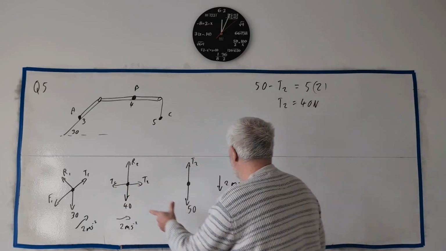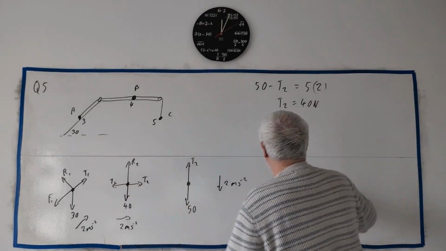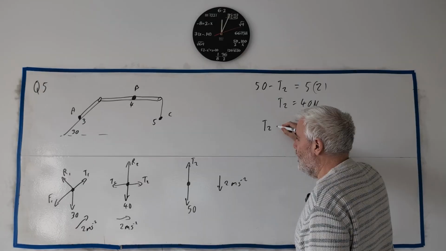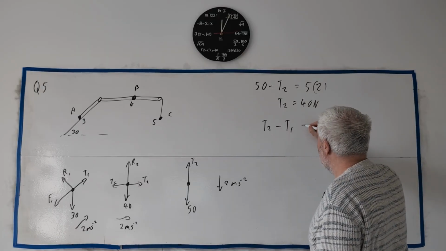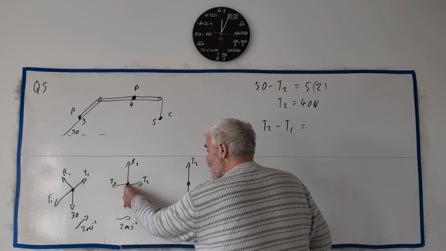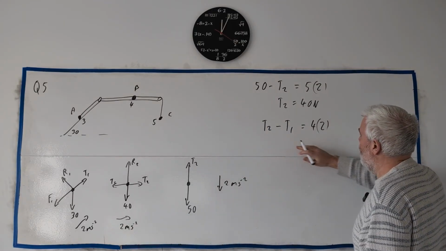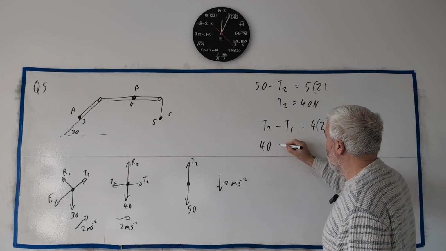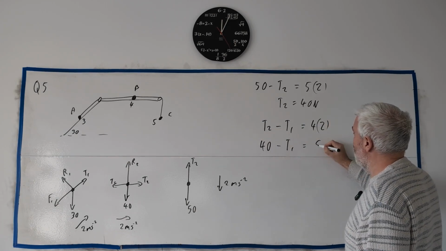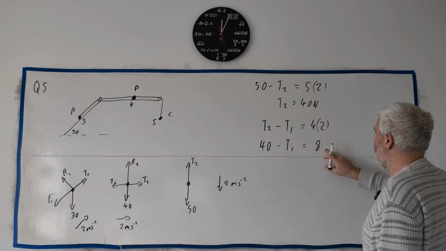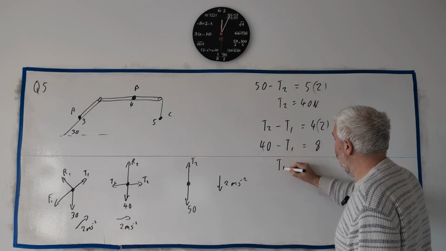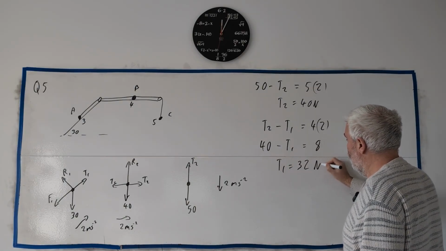These two, they're not quite equal. It's moving to the right. We would get T2 take away T1 should equal the mass times the acceleration. So it should equal 4 times 2. Again, here we now know this is 40. Take away T1 equals 8. Rearrange this, T1, take away that. We get T1 is equal to 32 newtons.